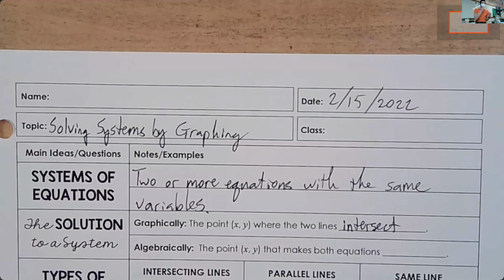So if two lines intersect, that means they share that point where they cross. When you're looking at a graph and solving for these, you're trying to figure out at what point the two lines cross. That's all we're doing today: graphing two lines and finding where they cross. What coordinate is that? When you have that XY coordinate, that will be your answer.